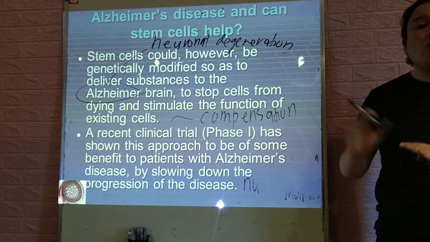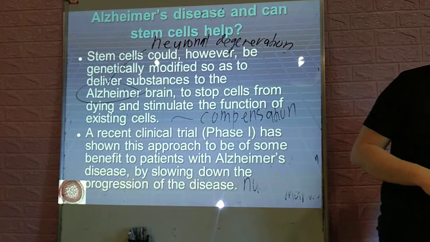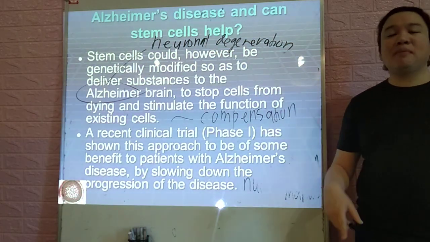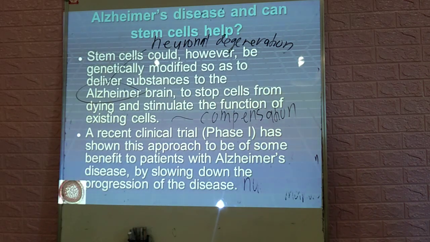So in this case, guys, while you are still regrowing all other cells or all other tissues of the brain, there is also stimulation of increased compensation from the remaining normal cells which are still existing. A recent clinical trial, which is still in phase 1, has shown this approach to be of some benefit to patients with Alzheimer's disease by slowing down the progression of the disease.